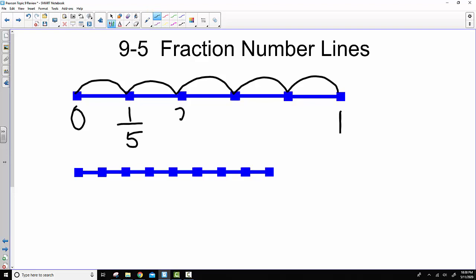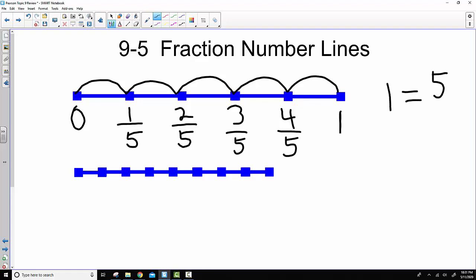The next point would be 2/5, then 3/5, 4/5, and then finally the number 1. The number 1 can also be described as 5/5. 1 equals 5/5.